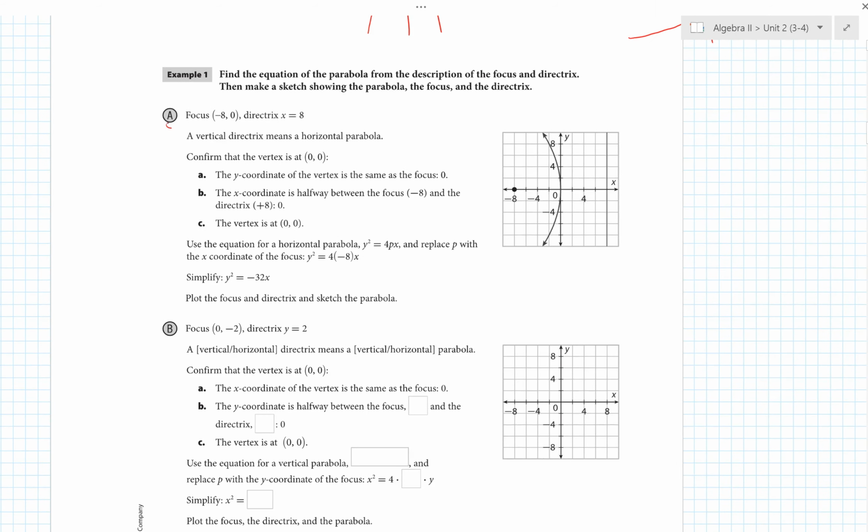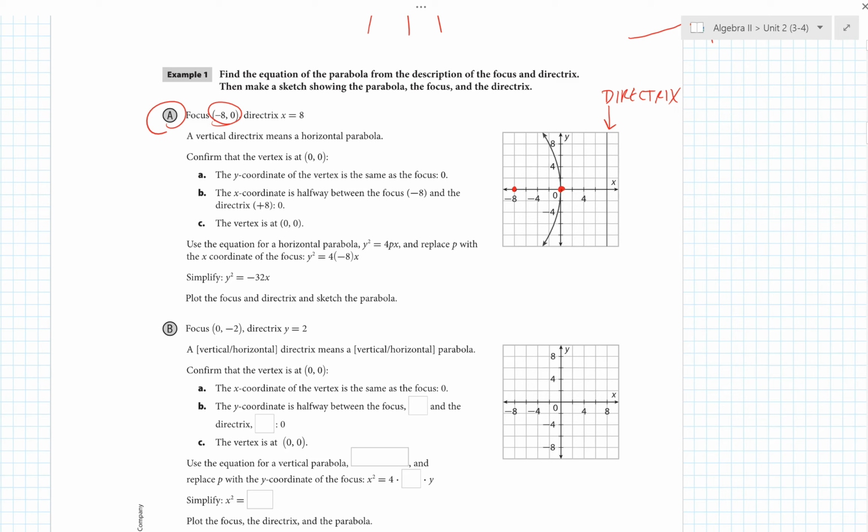Okay, so they have one example worked out for us here. They're giving us the focus and the directrix. They're giving us this point, which is the focus at negative 8, 0. And then the directrix is this line right here at x equals 8. And so we know that the vertex has to be halfway in between those.